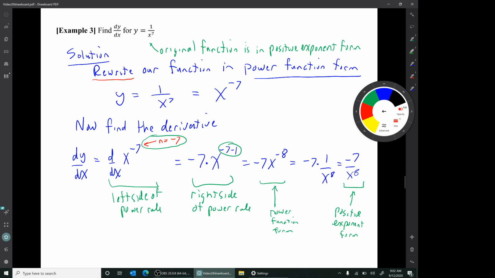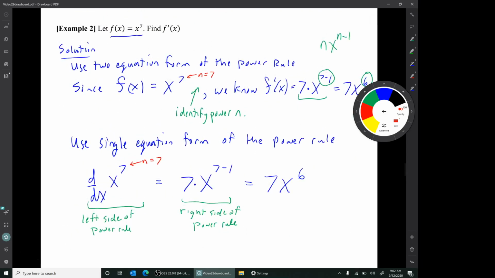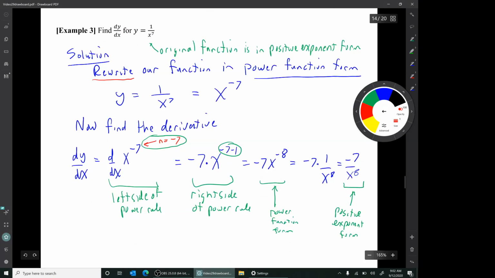Notice one more thing. In the previous problem, we found that the derivative of x to the 7th was 7x to the 6th. In the current problem, we found the derivative of 1 over x to the 7th. Notice that the result is not 1 over 7x to the 6th. It's not 1 over the derivative of x to the 7th. The result is very different. It's negative 7 over x to the 8th.